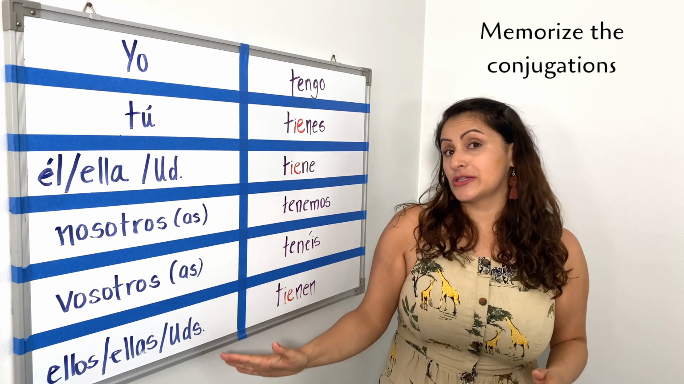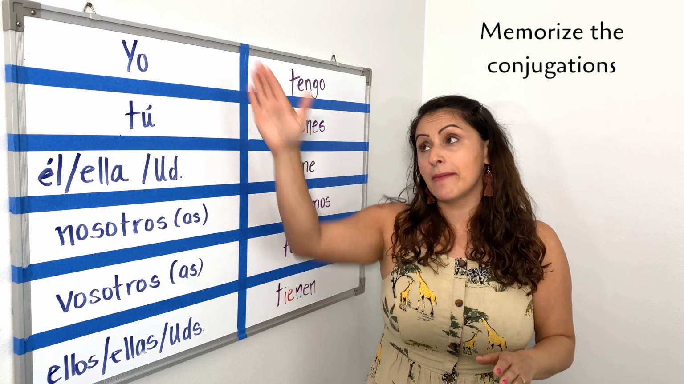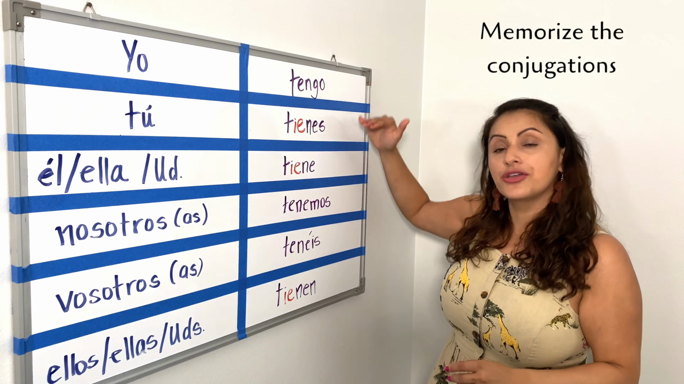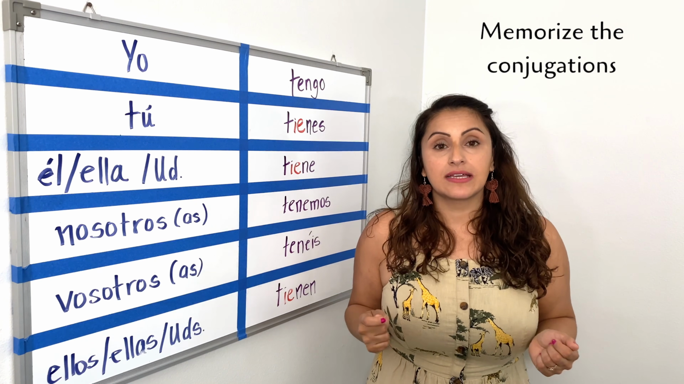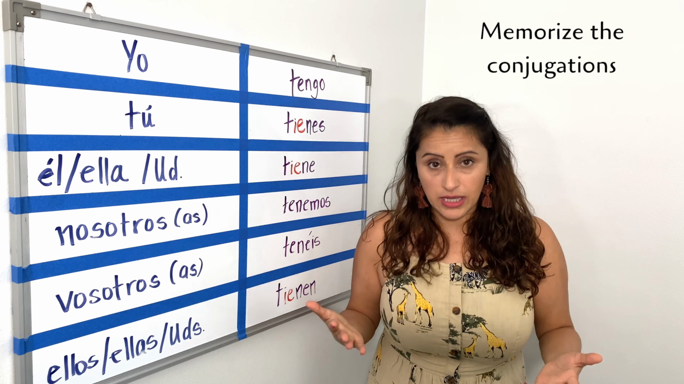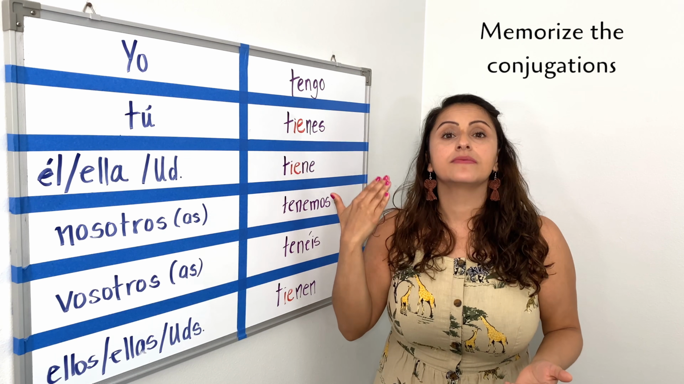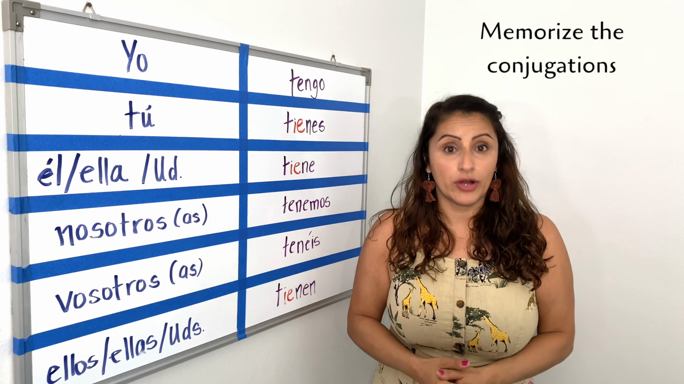Again, if you know your subject pronouns, which I have encouraged you to make sure that you memorize by now, then all you have to memorize is this. How can you memorize it? Maybe you take a piece of paper and you write the conjugations over and over and over a few times until they have comfortably made a place in your brain so that you can recall them more easily.